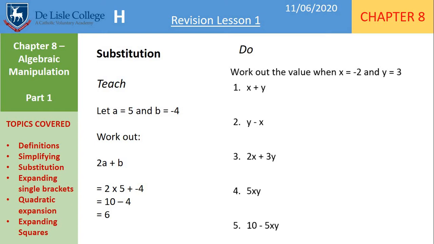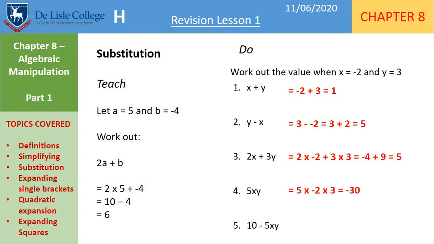Okay, the answers are going to be shown now. I'm also going to show you the working, so if you don't have the correct answer, you can see what the working should have been. Firstly, we get 1. On the second question, we'll get 5. On the third question, we also get 5. Remember to follow the rules of BIDMAS here, so you're doing the multiplication calculations before you're doing the addition calculations. Okay, number 4, we get -30. And number 5 is 40.